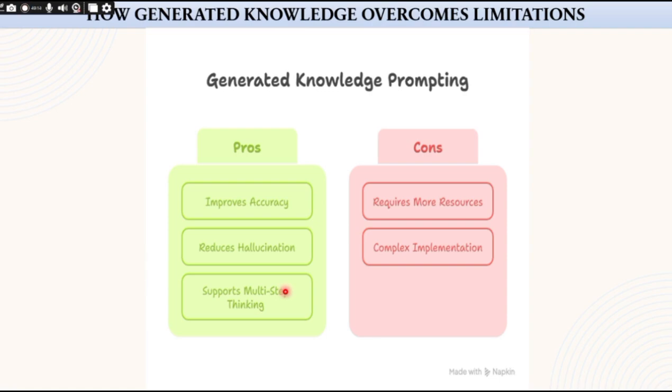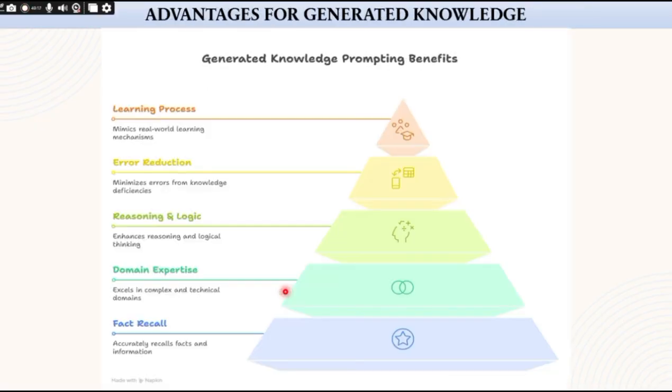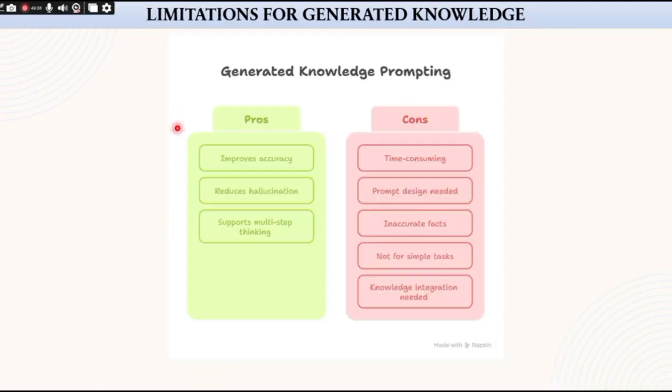So now let's see some of the advantages of generated knowledge prompting. The first one is it helps the model to recall facts more accurately. Second, it is great for complex technical or unfamiliar domains. Third, it supports better reasoning and logic. Fourth, it reduces errors from knowledge gaps. Fifth, it mimics the real learning process.